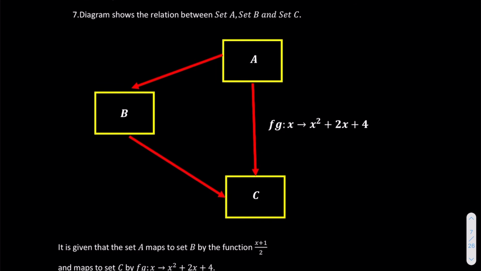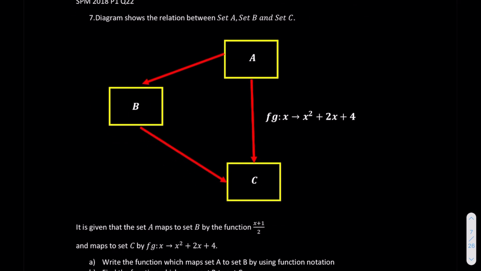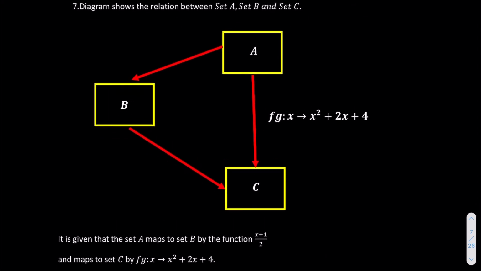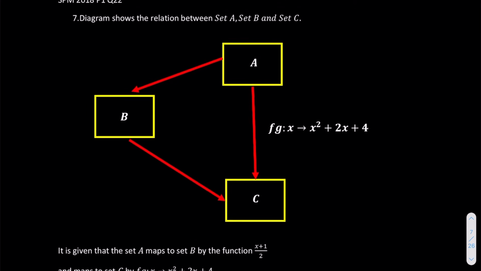Question number 7 now. Question number 7 is a bit complex, where we have a few sets here, A, B, and C. And these are the relations. It tells us that it's given that set A maps to B by the function x plus 1 over 2. So it means that A to B here is represented by the function x plus 1 over 2.